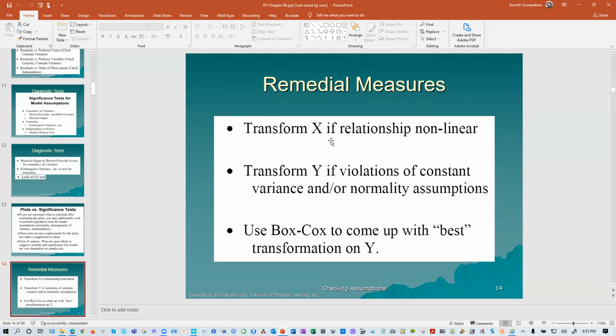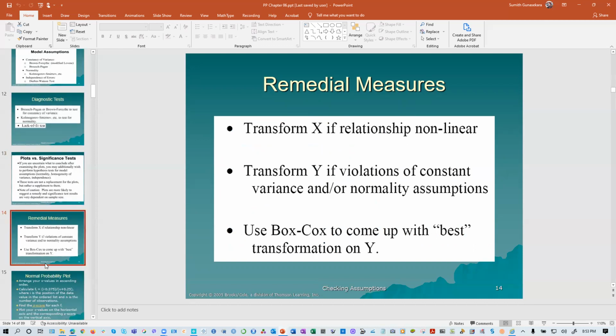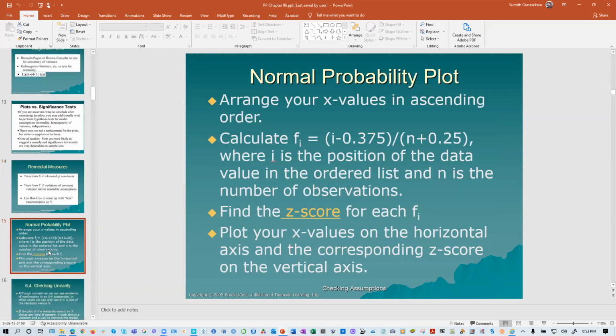Transform X if the relationship is non-linear. Transform Y if there is a violation of constant variance and normality assumptions. Use the Box-Cox to come up with the best transformation on Y. So there are many ways we can get this done. We saw the transformation: we took the natural log on X as well as on Y, or X only, Y only, and then we fit different kinds of models to the data. The Box-Cox transformation, so there are many ways we can check those things.